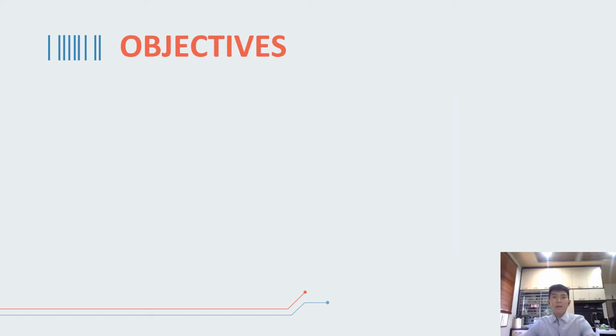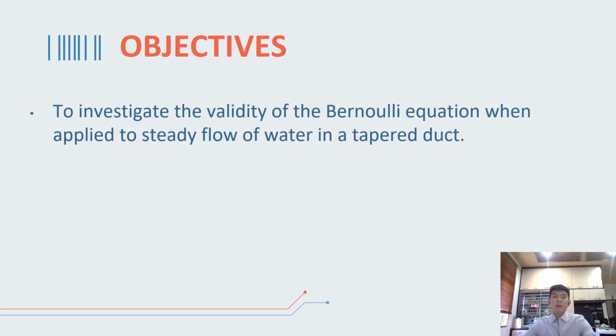The objective of the experiment. The objective of this experiment is to investigate the validity of the Bernoulli equation when applied to a steady flow of water in a tapered duct.